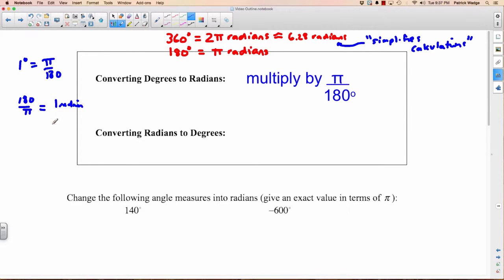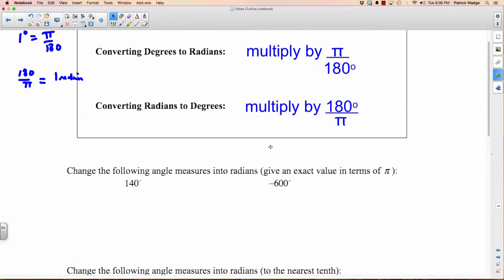What if you wanted to know how much 2 radians is? You would multiply this amount here by 2. What if you want to know how much 10 radians is? You'd multiply this amount by 10. So if you want to convert radians to degrees, you multiply by 180 over pi. So it's very important you remember that.